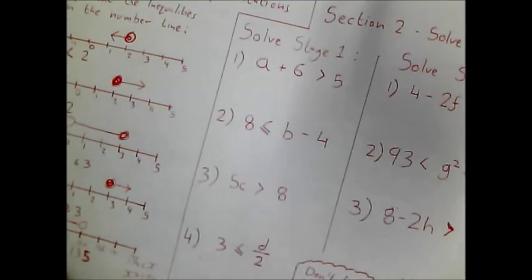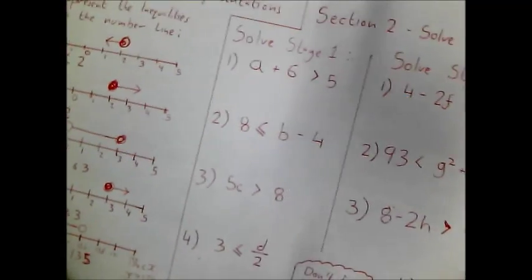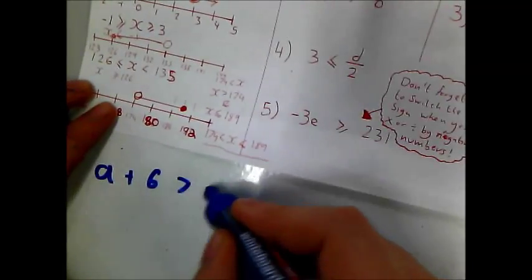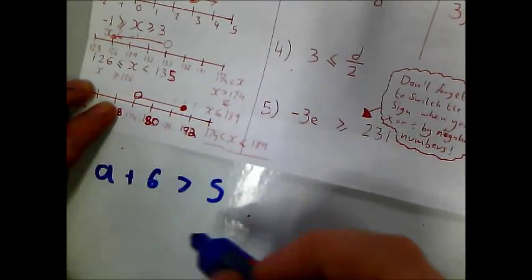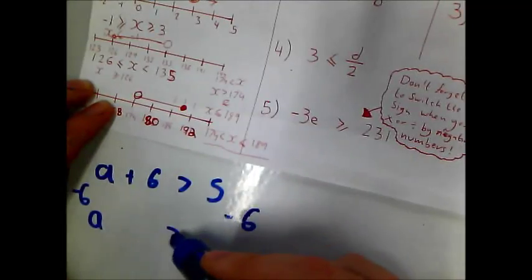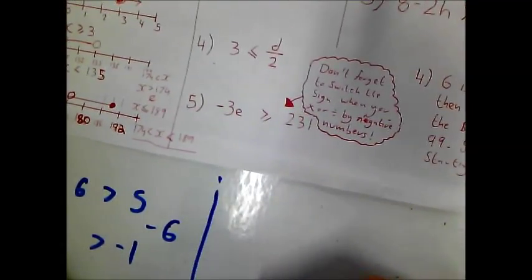Okay, let's look at some stage 2 questions. I'll use my whiteboard to answer the questions. Question 1, I have a plus 6 is greater than 5. So to get a by itself, I subtract 6 from both sides, and I'm going to get a is bigger than negative 1.